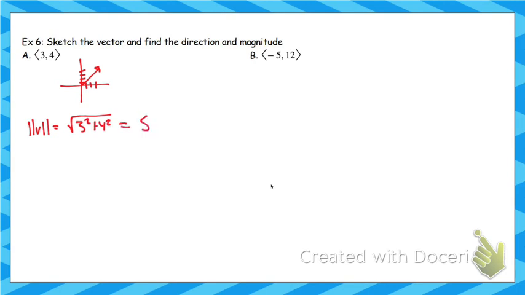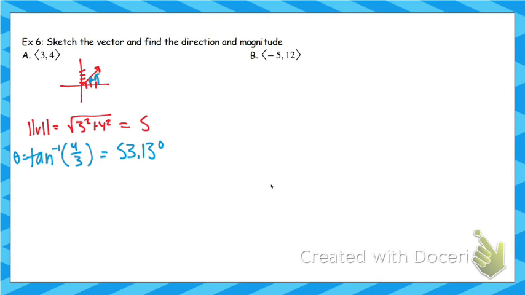To find that angle, we're going to use trig. So theta is equal to tan inverse of y over x, opposite over adjacent, 4 over 3. Plug that into a calculator and you will get 53.13 degrees. We don't need to worry about adding 180 because it's in the first quadrant. And if you look at that picture, that looks like a 53-degree angle.